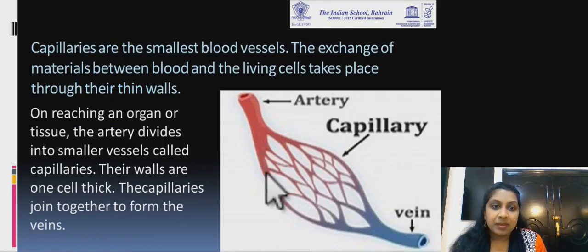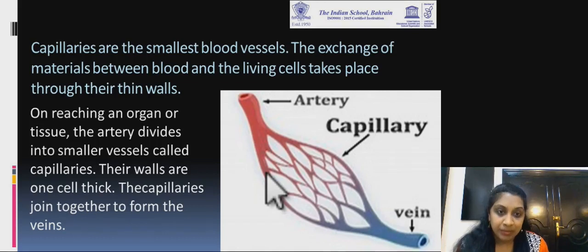Next are the capillaries. The capillaries are the smallest blood vessels. As I told you earlier, the arteries carry oxygenated blood to every part of the human body. That means it goes into the tissues and organs of the human body. Once it reaches the organ or the tissue, the artery divides into smaller tubes. And these smaller tubes or blood vessels are called capillaries. The walls of the capillaries are 1 cell thick.